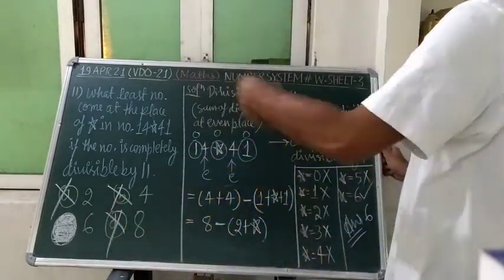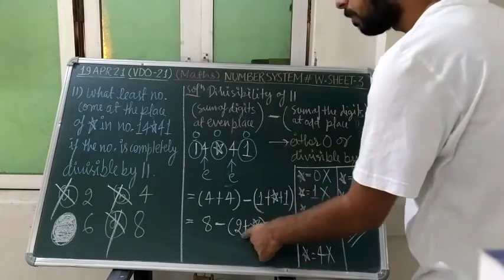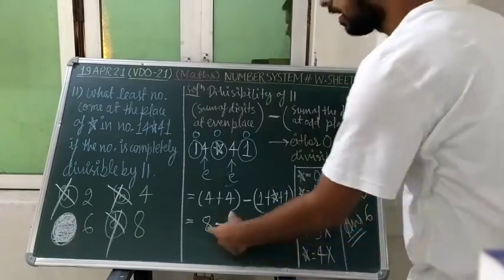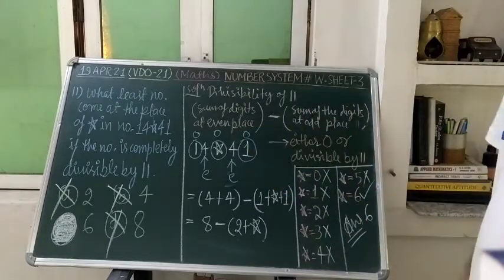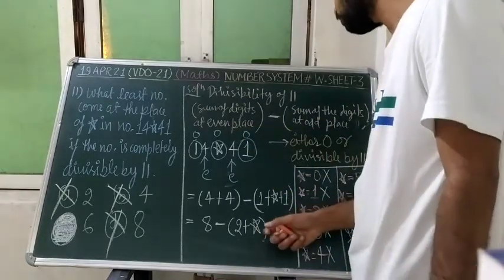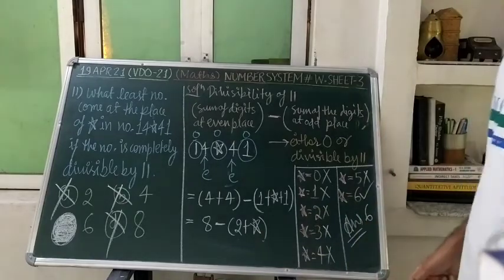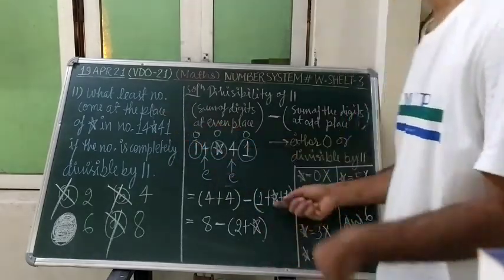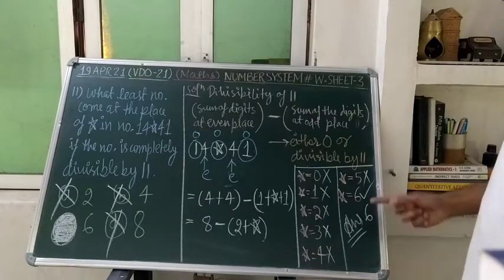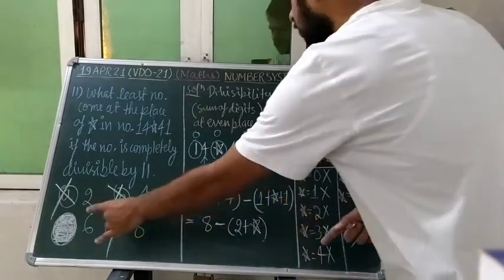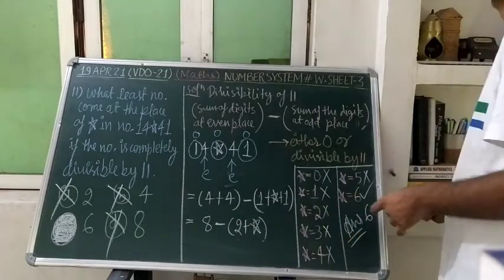But when you put 6, 6 plus 2 will give us 8, and 8 minus 8 will become equal to 0. So 6 will be our least number, which should be placed at the place of star, and that will make it divisible by 11. And if the options are not present, we can follow this way as well.